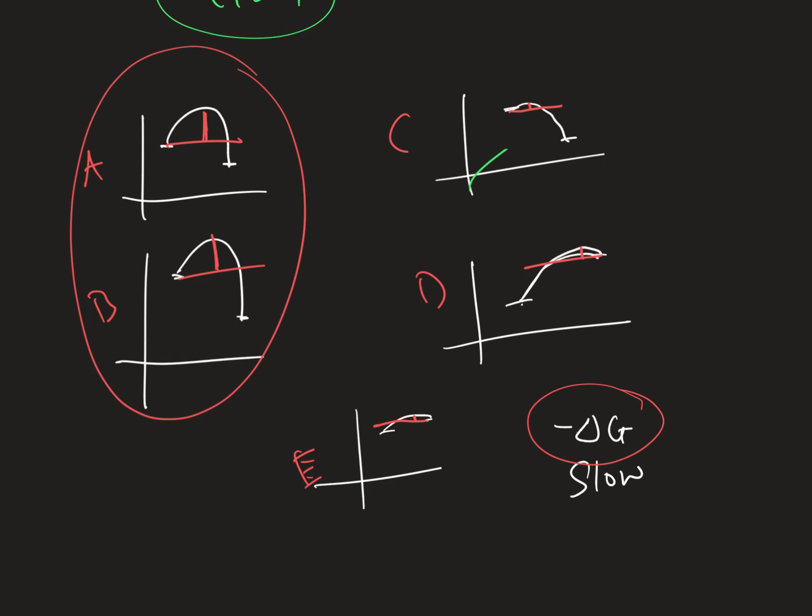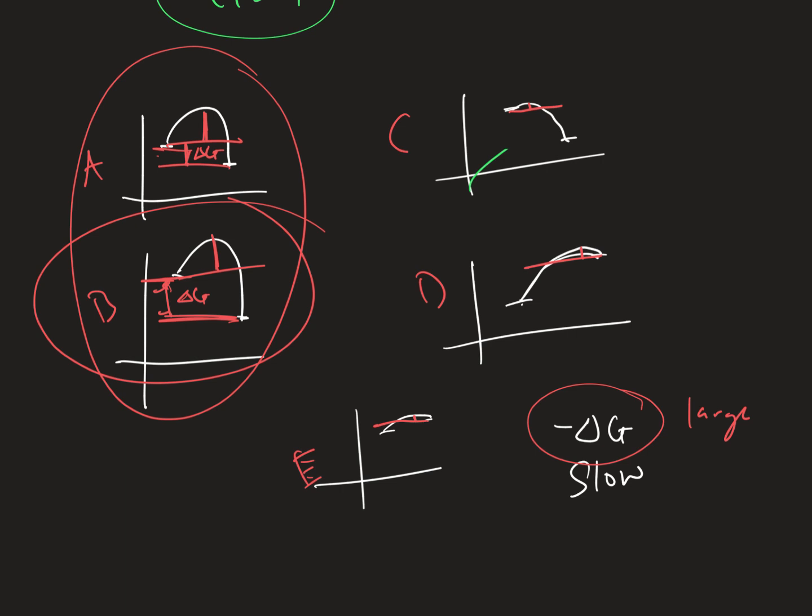So read that question again. Which of the following diagrams represents a slow reaction with a large negative? A large. Okay, a large. We have to have a large negative. So what is that? That's the difference here. This is delta G right here. Which one has a large one? B. Does that make sense?